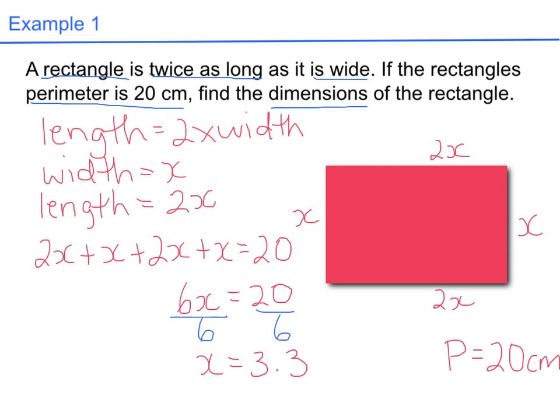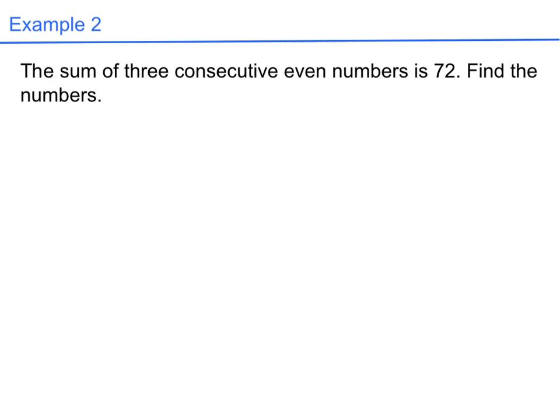Since we said that the width was x, this tells us that the width is approximately equal to 3.3 centimetres. And therefore, since we said the length is twice this, the length must be 6.6 centimetres. And we've solved the problem. Let's have a look at another problem.